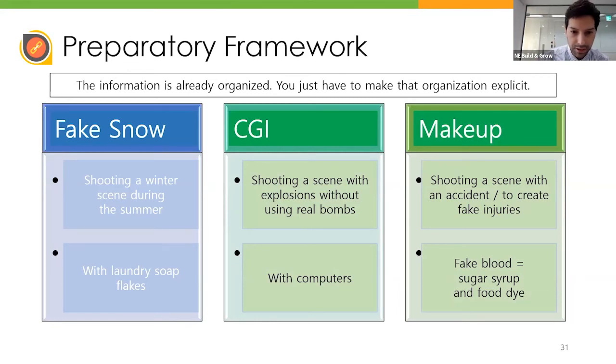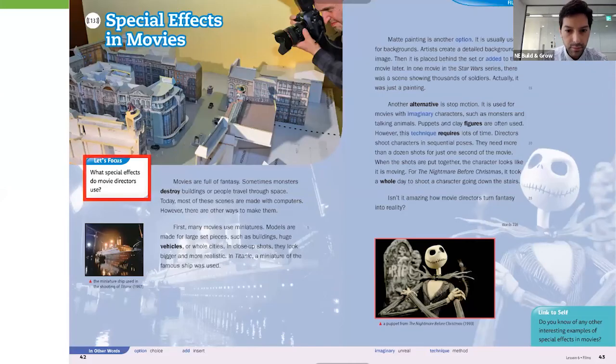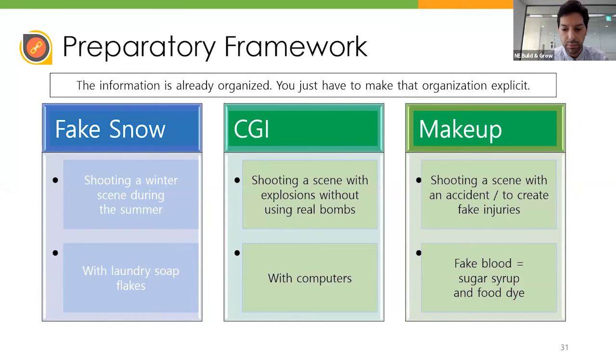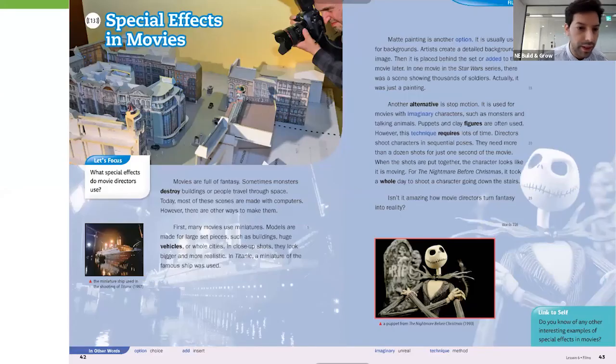All right, so if we go to the passage, you'll see that there are 3 special effects. And of course, the passage is organized in a very similar way, because when we talk about special effects, we want to know what they're used for and how they're made or how they're created, right? So having this already at the forefront of the lesson will help your students organize the information and eventually remember it better. Okay, so what special effects do movie directors use is the focus question. And you're going to ask that at the beginning so that students can read through and then give you an answer at the end, right?